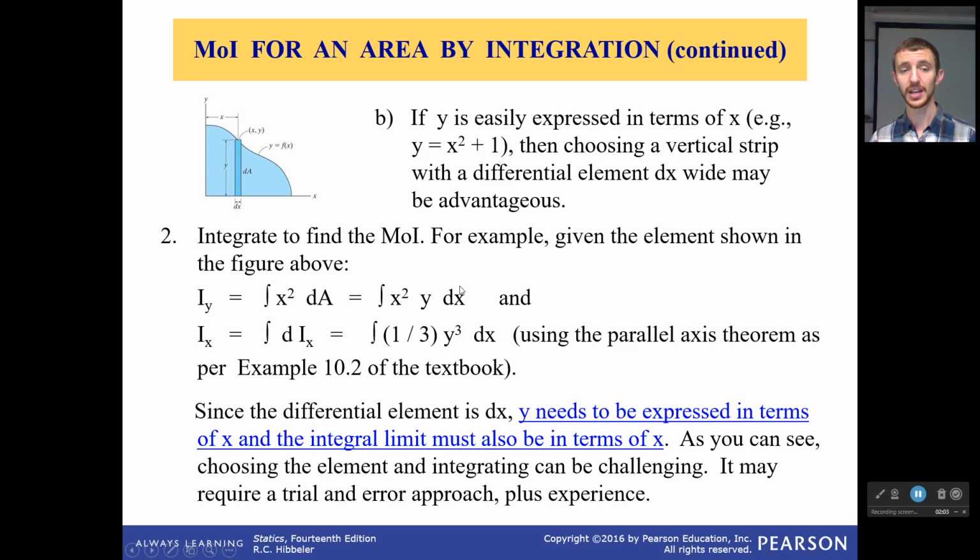Okay, now we have this, and if we want to, we can then say, okay, well, what is x squared? Well, it's y minus 1, and then we can plug that in. Or what is y? It's x plus 1. We plug it in, and we can integrate.